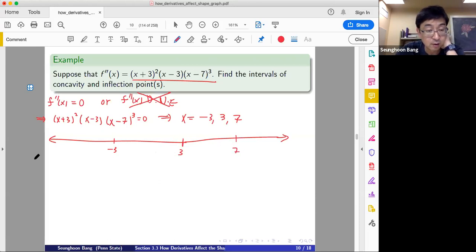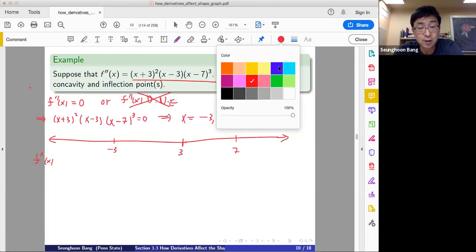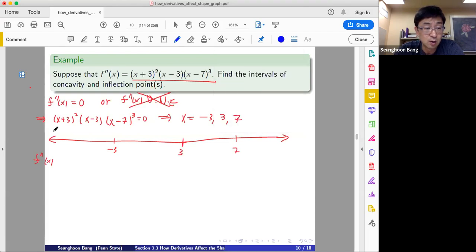Next, you can check whether the second derivative of x is positive or negative. How can you do that? You can choose a test number. The first interval is minus infinity to negative 3. The second interval is negative 3 to 3. The third interval is 3 to 7. The last one is 7 to infinity. We have 4 intervals, and you can choose a test number.